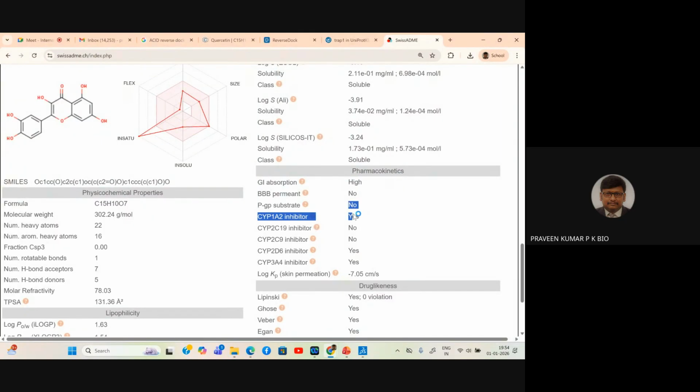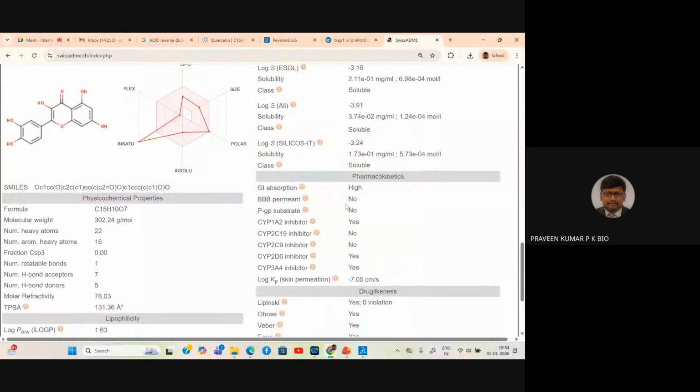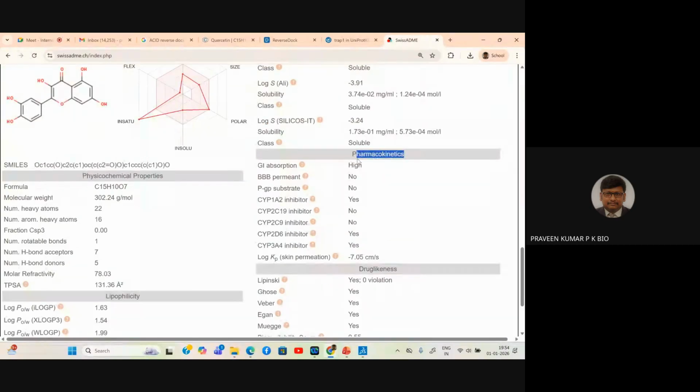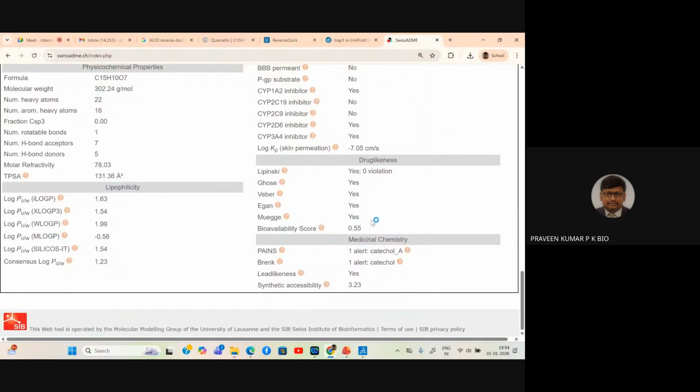And we can see the metabolism and excretion values. The skin permeation value is minus 7.05 centimeter per second. So this is how we can assess the results of ADME, that is, the pharmacokinetic properties. Other than this, the bioavailability score mentioned is 0.55.